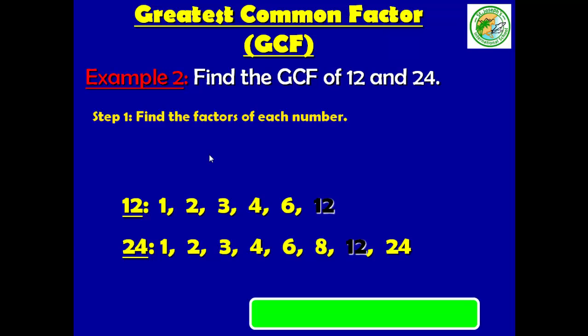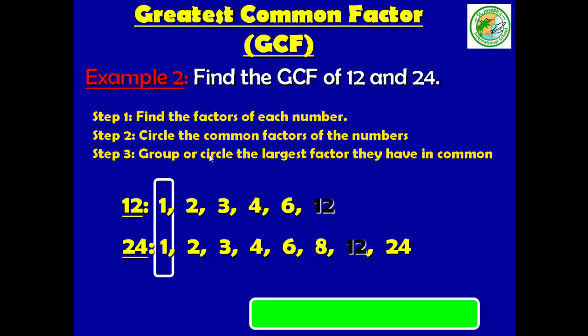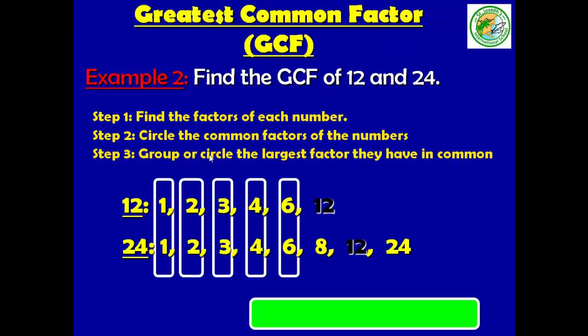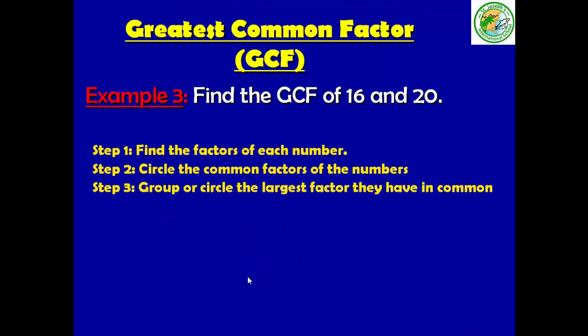Step 2, circle the common factors of the numbers. We have here 1 is common, and 2 is common, and 3, and 4, and 6, and 12. Yes, 8 is not a common factor between the two numbers, and 24 is not common between the two numbers. We have only 1, 2, 3, 4, 6, and 12. Which is the greatest number here from the common? 12. So the greatest common factor is 12.